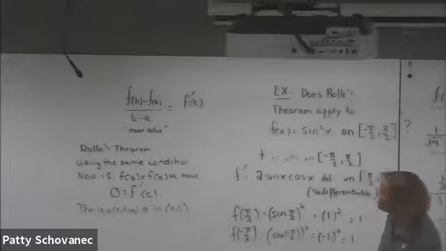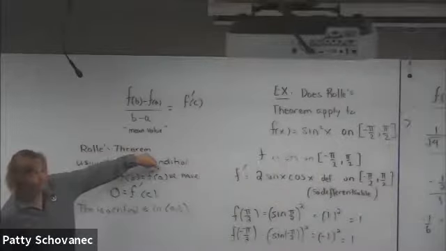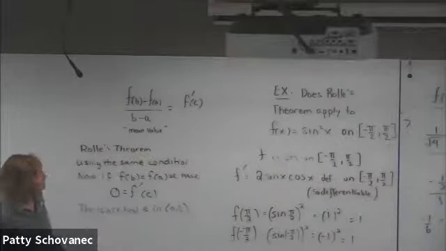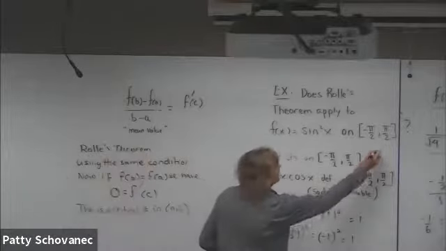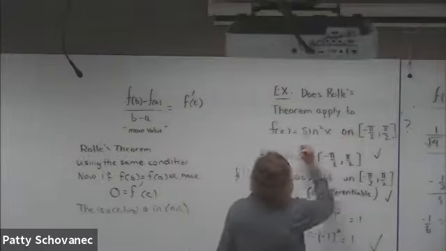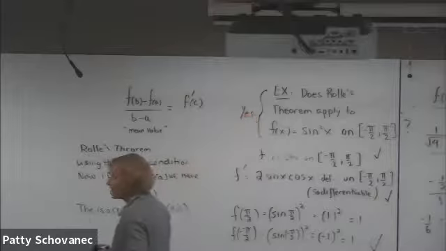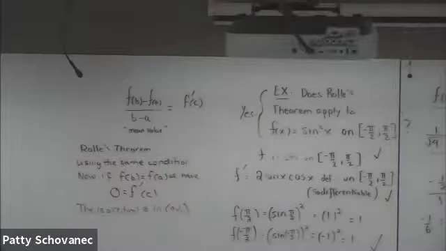So Rolle's theorem does apply. f of b is equal to f of a. So check on that one, check on that one, check on that one. So the answer is yes. So now let's find that value of c at which f prime of c is equal to zero, the derivative.